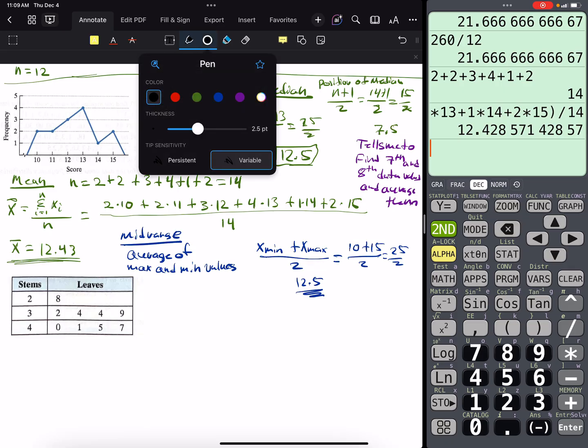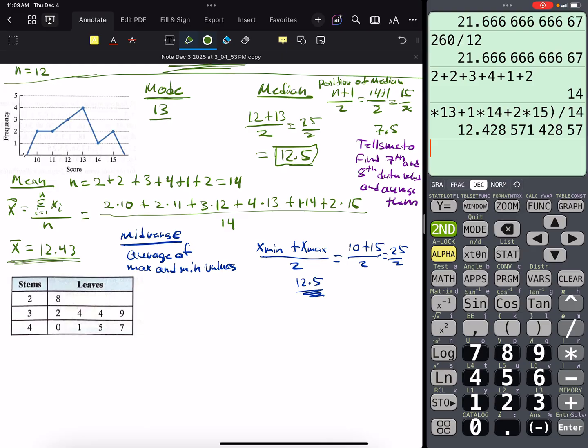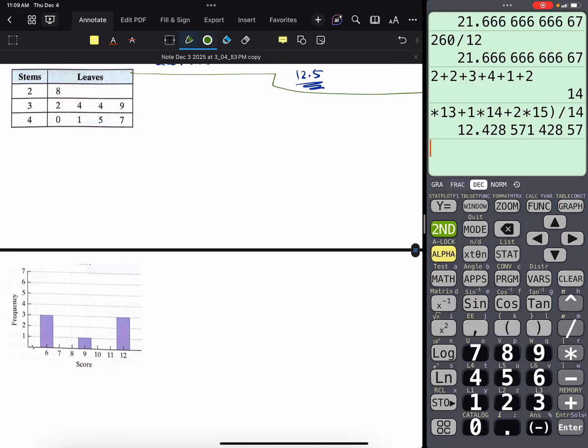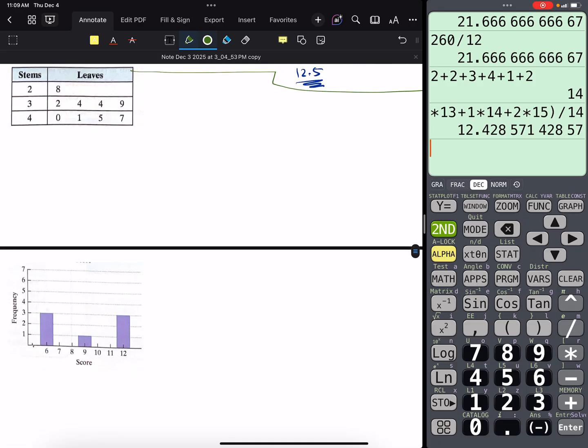Let's look at another way of receiving our data. So we have the stem and leaf plot, and we want to do the same calculations using a stem and leaf plot. Well, I'm going to do my mean first. If I do my mean first, that's my x bar.